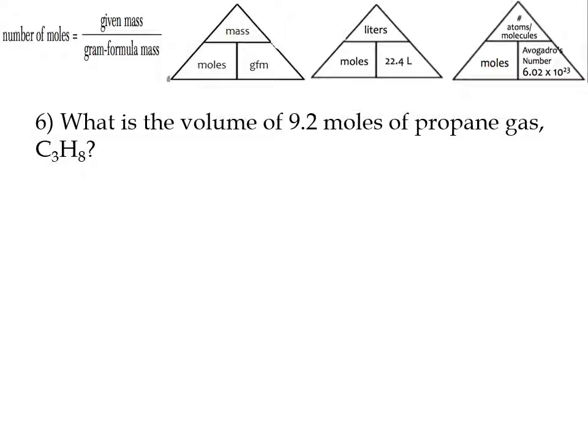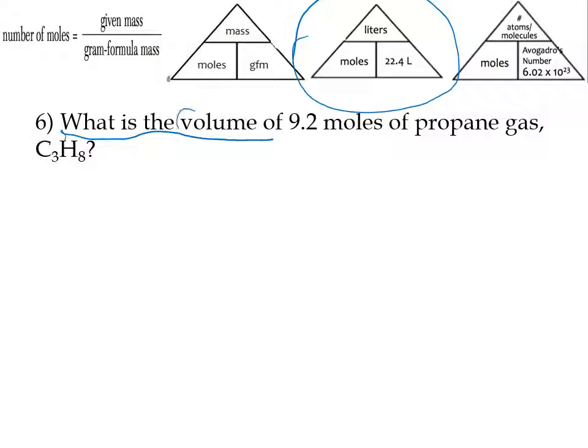Number 6, what is the volume of 9.2 moles of propane gas, which is C3H8? Right away we see what is the volume. This is a different type of question than we've seen in the last couple examples. So we need to use a different triangle now. We're finally going to use this middle triangle. So I told you there were 2 examples from the homework I want you to look at with volume, and this is one of them now.